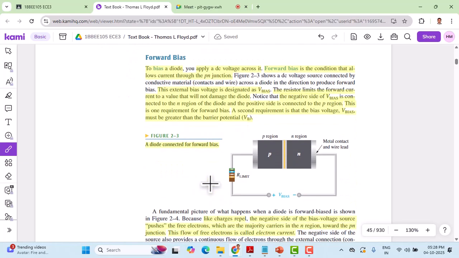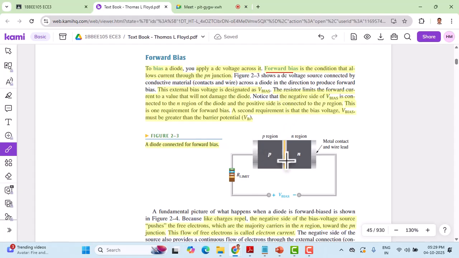With that, let me move to the forward bias. Forward bias is basically allowing the PN junction to conduct. To bias a diode, we need to apply a DC voltage. We will see what happens when you apply AC voltage to the diode in the next topic that we are going to discuss. Forward bias is the condition that allows current through the PN junction. So whenever you bias in the forward direction, it allows the current to flow through the PN junction.